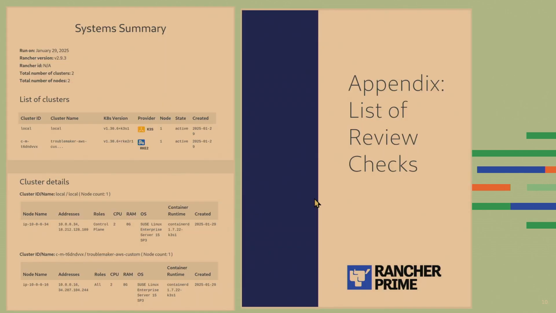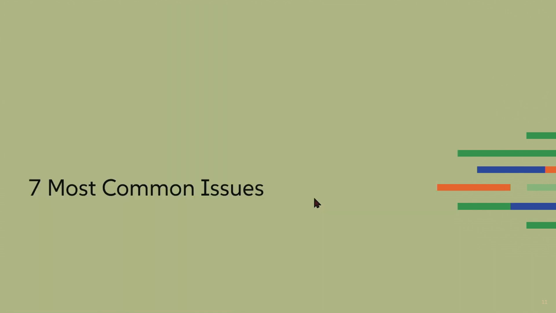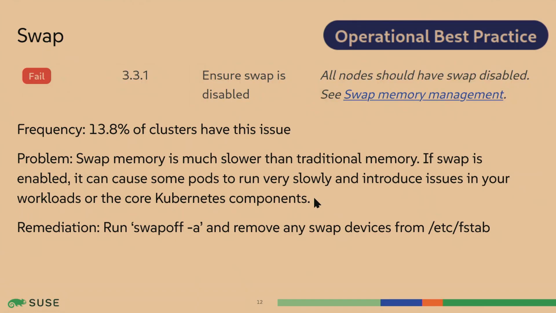All right, so now we're going to cover the 7 most common issues that we have seen, broken down by all the different supportability reviews that we have done. The very first one is swap. For some reason, we still see that almost 14% of clusters have an issue with swap, despite the fact that Kubernetes recommends that swap is turned off on all nodes. That's an operational best practice.